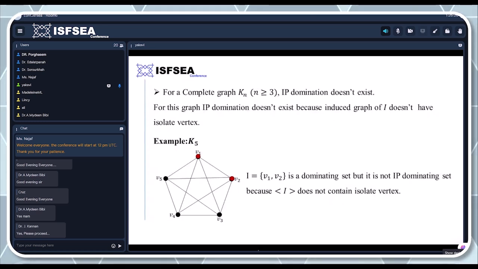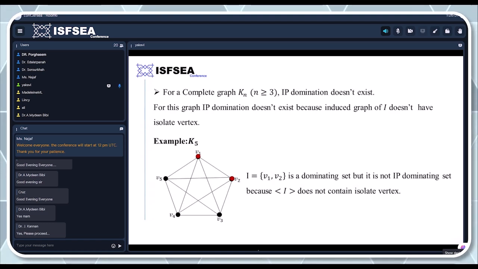For this graph, IP domination doesn't exist because the induced graph of I doesn't have an isolate vertex. Here I'm taking an example, K5, that is the complete graph of 5 vertices. For dominating, we only need V1, any one of the 5 vertices, as a dominating set. For our IP dominating set, suppose we choose V1 and V2, still the IP domination doesn't exist because the induced I does not contain an isolate vertex.